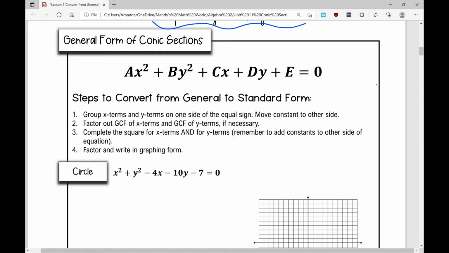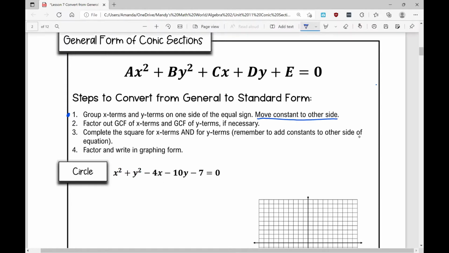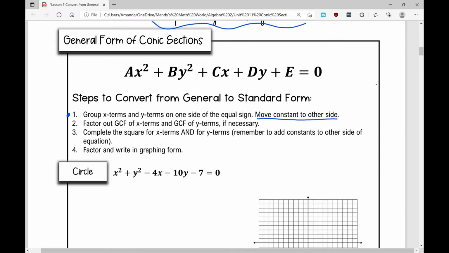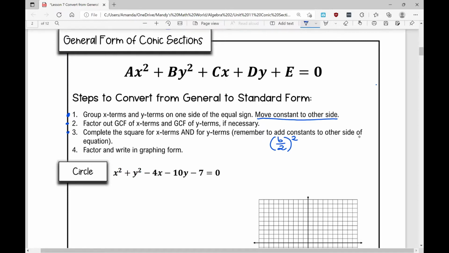The steps that we're going to take: we're going to group our x terms and y terms on one side of the equal sign, and we're going to move the constant to the other side. The next thing we're going to do is factor out any GCFs in our x terms and y terms if necessary. We're going to complete the square for x terms and for y terms. So it's like we're completing the square twice. And when we do that, we're adding b over 2 squared. That's that number that everybody forgets. We're adding b over 2 squared to both sides. And then we're going to factor and write in graphing form.